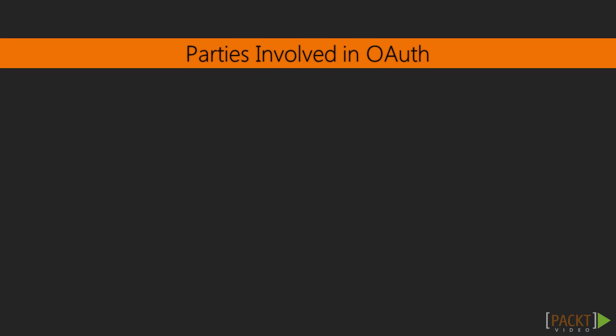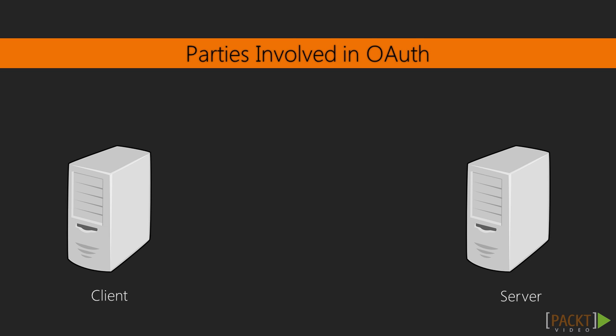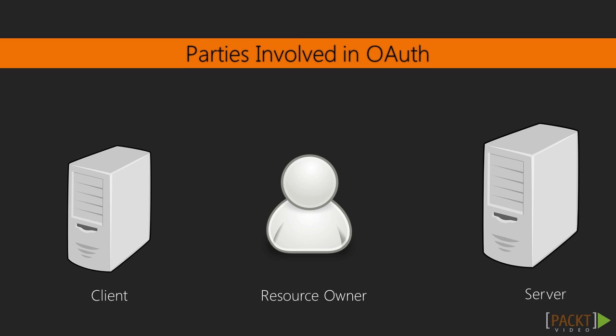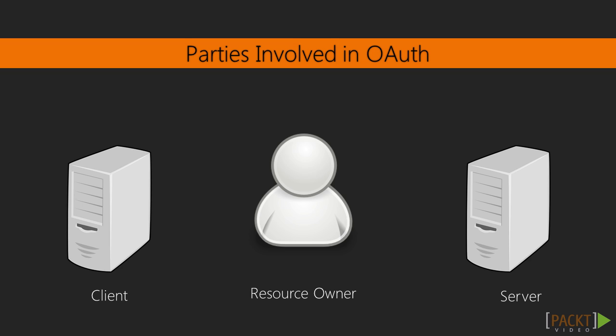There are three parties involved in OAuth: the client, the server, and the resource owner. The client is an HTTP client that can make authenticated requests. The application that we are building is considered the OAuth client, even though it may be an Express server for the actual application. The server is an HTTP server that can accept authenticated requests. Twitter is considered the OAuth server. The resource owner is the user that has access to the protected resources on the server. The protected resources would be the user's Twitter data.